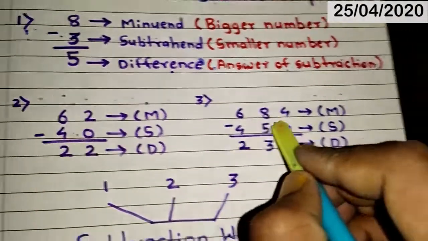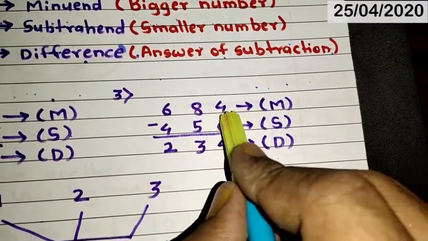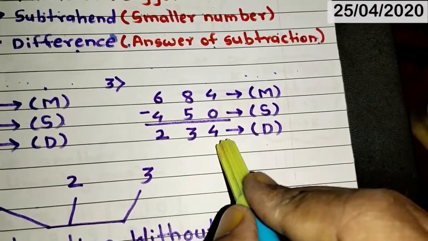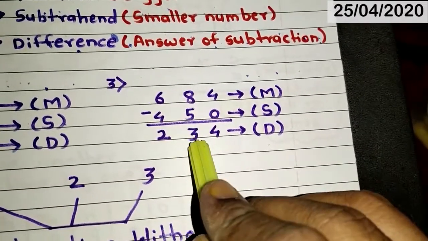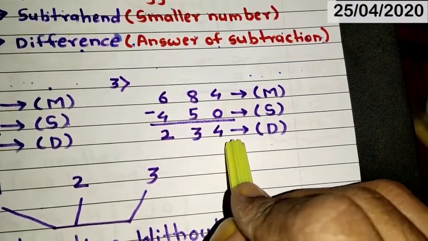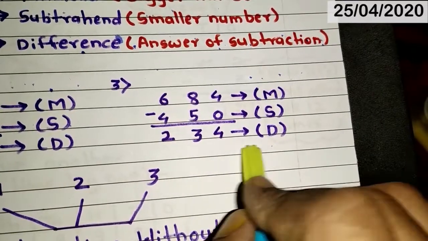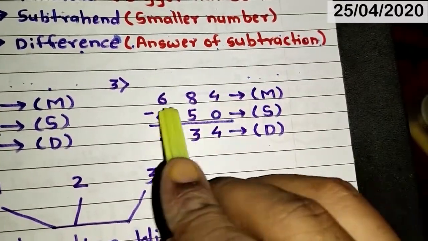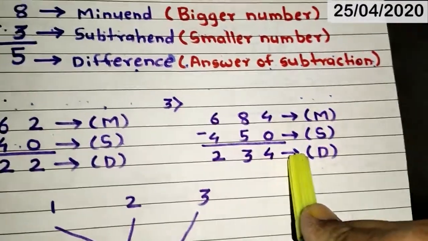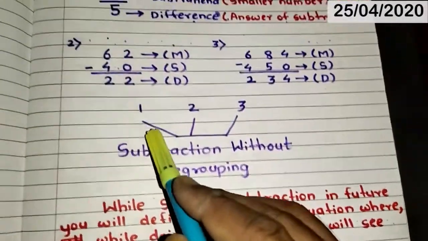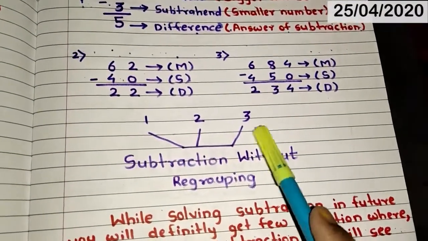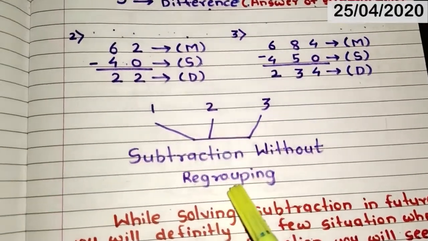Okay, next example, 684 minus 450. So 4 minus 0 is 4, 8 minus 5 is 3, 6 minus 4 is 2. So 234. This is the difference we get after subtracting 450 from 684. Now let's look at examples 1, 2 and 3: subtraction without regrouping.